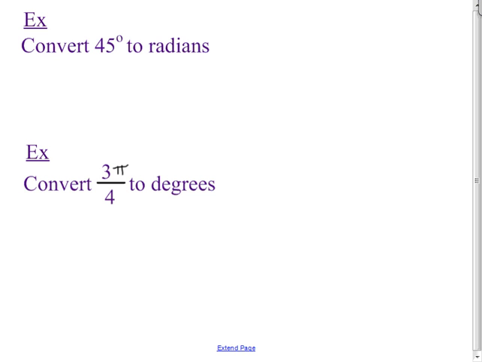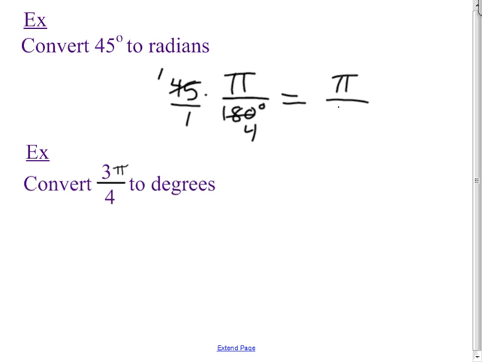So here I have 45 degrees. If I want to convert it to radians, I take 45 degrees. Converting it to radians means I'm bringing in pi and I'm getting rid of 180 degrees. Then I can multiply straight across, top and bottom. I could think of simplifying along the way. 45 goes into 45 once, 45 goes into 180 4 times. 1 times pi is pi, and across the bottom, 1 times 4 is 4. So it's pi over 4 radians. No label is necessary because it's radians.